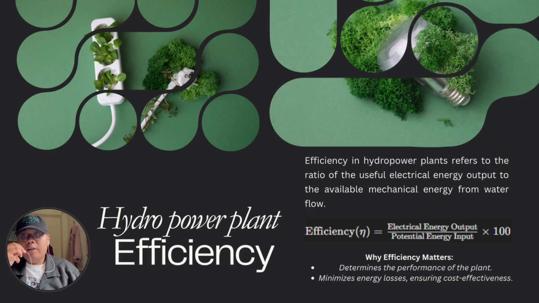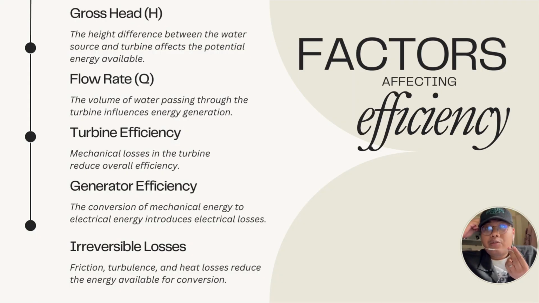And why does efficiency matter for the hydropower plant? Because it determines the performance of the power plant itself, minimizes the energy losses, and also ensures cost effectiveness. Next, we want to see the factors affecting the efficiency.